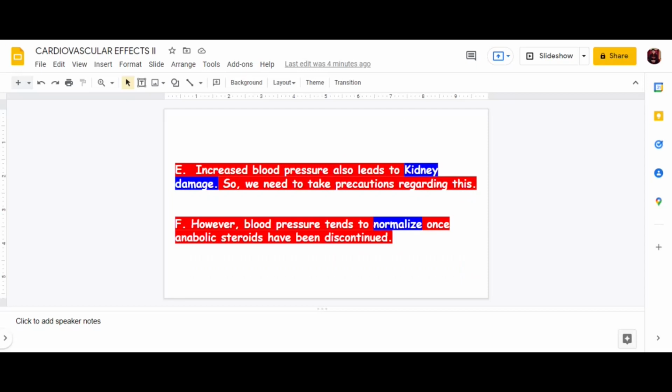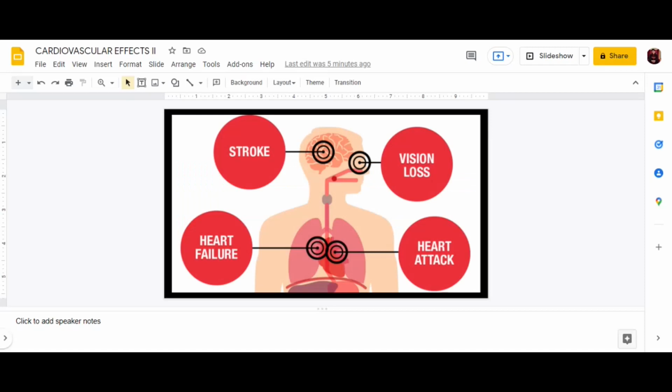However, this blood pressure tends to normalize once we stop the abuse, or once we stop the use of anabolics. So we have to take the precautionary medications only when we are using anabolics. Now let's see some of the effects of increased blood pressure on our body. It may result in stroke or vision loss, heart attack or heart failure.